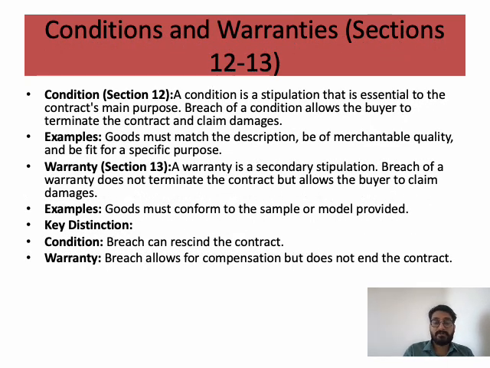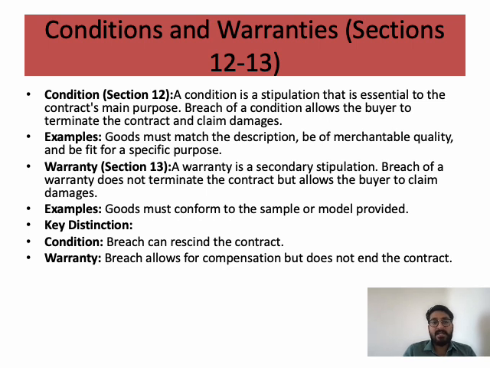Again, condition. Section 12 talks about a condition, which is a stipulation that is essential to the contract's main purpose. Breach of condition allows the buyer to terminate the contract and claim damages. So the party who is aggrieved can claim damages in case they have suffered. For example, goods must match the description, be of merchantable quality and fit for a specific purpose. The reason being, if any product is not up to the mark or up to the promise made by the seller, then in that situation the condition can be raised and the buyer can terminate that particular contract and claim the damages if the quality of the product is not up to the mark.